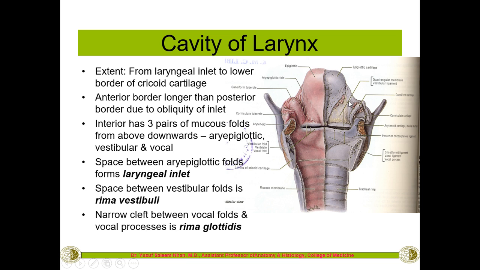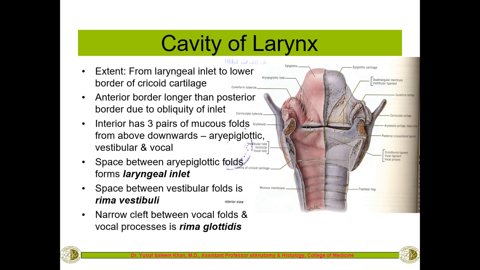The interior has 3 pairs of mucosal folds which are important and should be known. From above downwards, one is the aryepiglottic fold. There is a mucosal fold here called the aryepiglottic fold. Then there is a second fold called the vestibular fold, and the third fold is called the vocal fold. These 3 folds are very important for all the functions of the larynx.